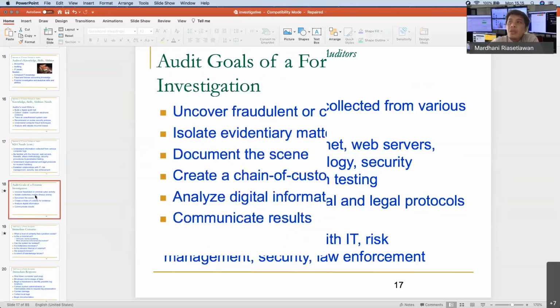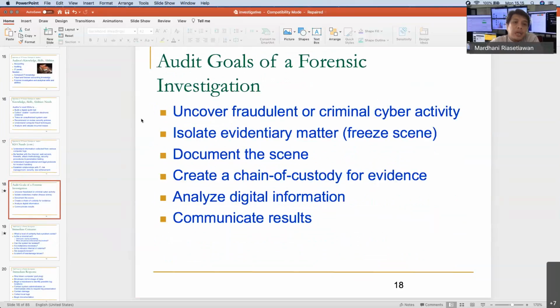So what is the goal of forensics? Especially, forensics is one of the techniques for investigation. The audit goal is to uncover fraudulence or criminal cyber activities. So we need to uncover the fraud, and isolate and use evidentiary methods to preserve the scene. Document the scene, and then create a chain of custody for evidence, analyze digital information, and communicate the result.